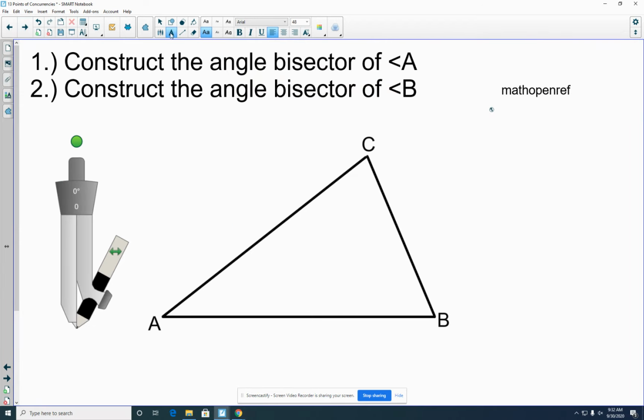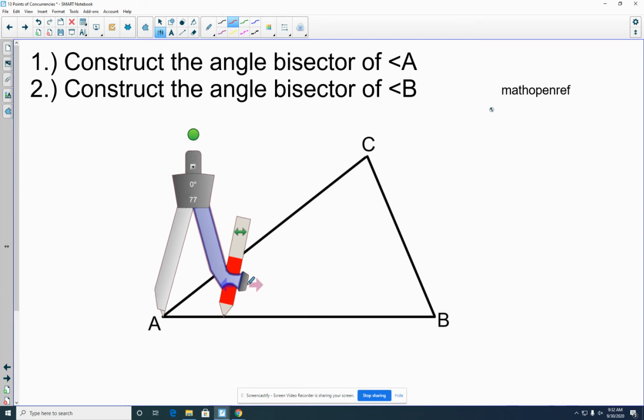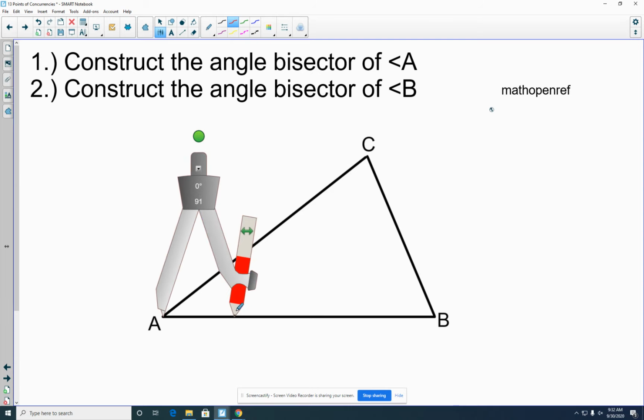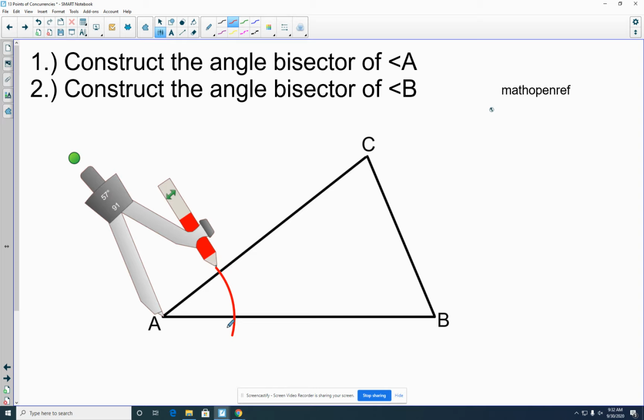So we're going to construct the angle bisector of angle A and then angle B. So for the angle bisector construction, open up your compass, needle on the vertex, swing an arc so that it goes through both sides of the angle. You get 2 points of intersection.